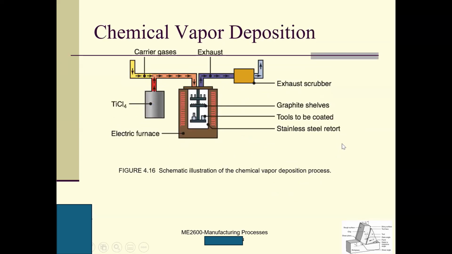Then chemical vapor deposition. Still related to the surface, you can deposit some coating on the surface. Here is the carrier gas. This is the exhaust. This is vanadium chloride. This electric furnace needs a high temperature. It has a vertical shell, and the tools are to be coated. Here are the tools I want to coat. And here is the stainless steel distributor, and the exhaust. This is usually how people do chemical vapor deposition.